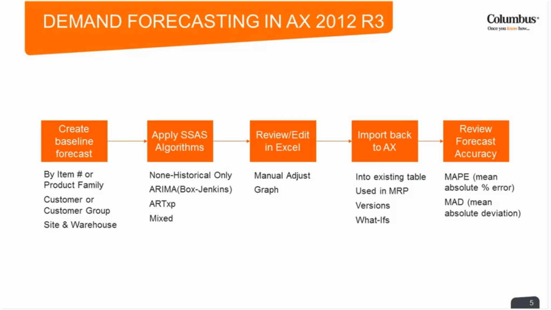So they do have different value propositions. One is more for short term, which is ArtXP. The other one, ARIMA, is more for long-term forecasting. You also have the ability not to use those algorithms at all and just bring over your historical data so you can then amend it and do other things, maybe off in Excel.